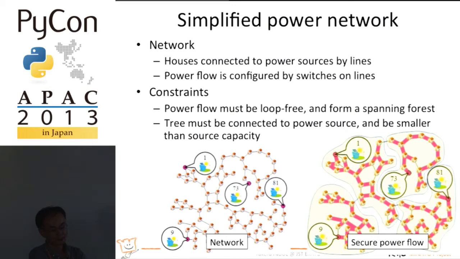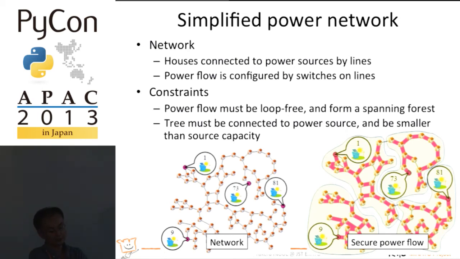The power flow, or route of the power delivery, is configured by switches placed on each line. Each line has an electrical switch. The power must be transmitted to all houses, and the power flow must not have a loop to protect against short circuit. Mathematically, the power flow forms a spanning forest. Here, a forest is a set of trees. This is an example of a spanning forest.